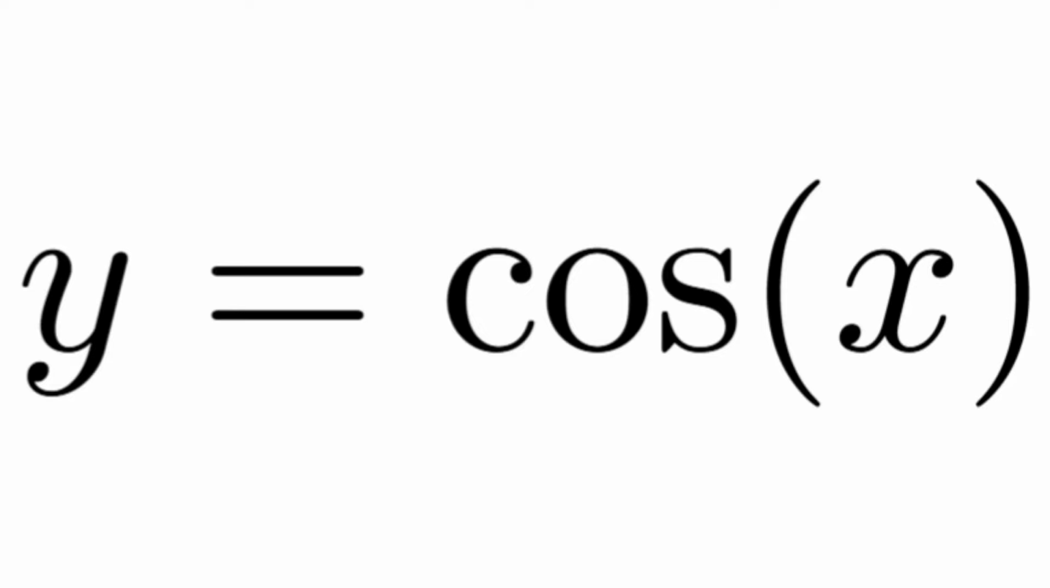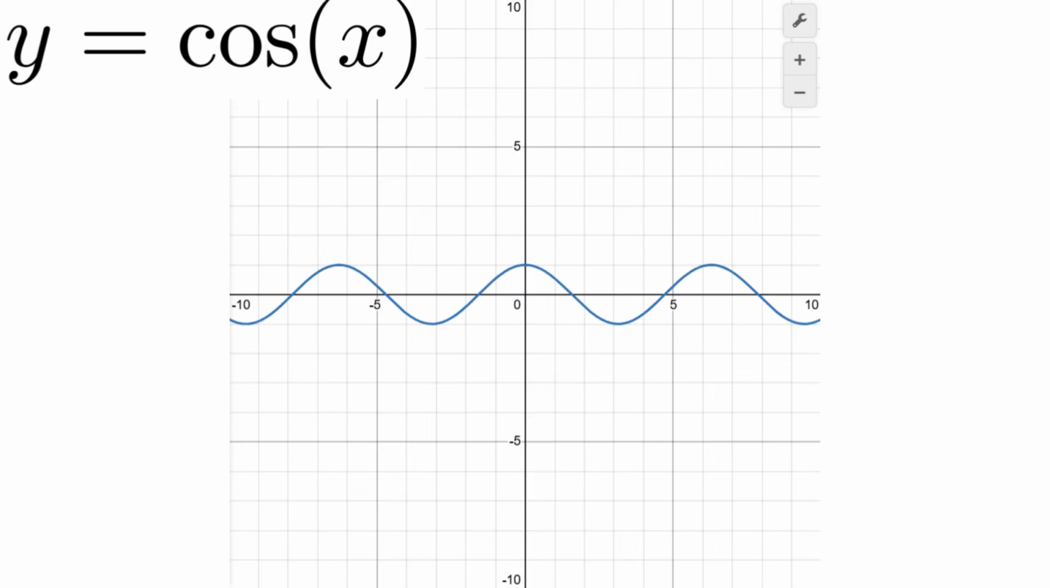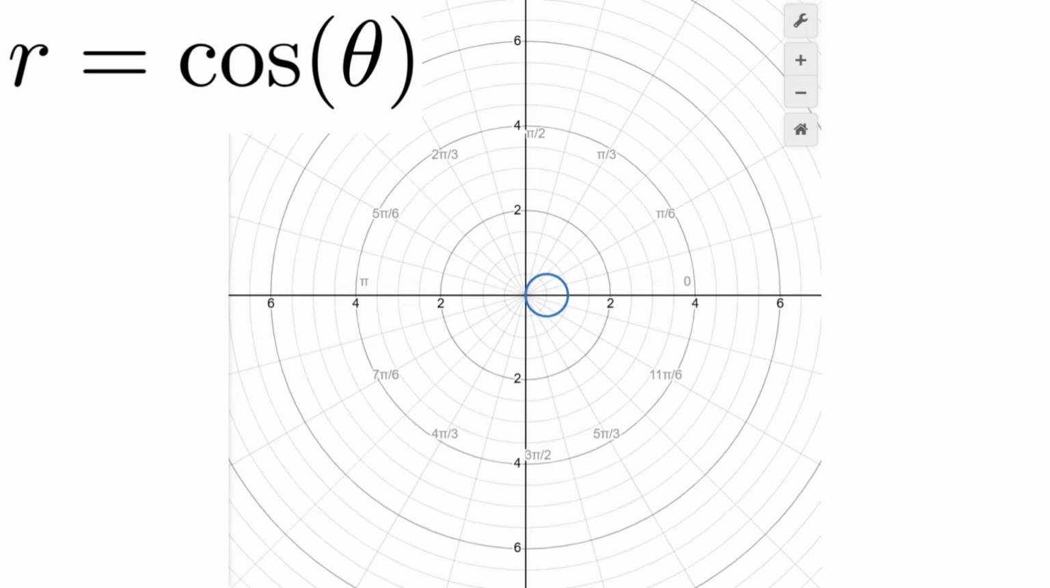Now, this might seem useless, but it's actually quite handy when graphing certain functions, like cosine, because they represent circular symmetry and rotation better. In Cartesian coordinates, it looks like this, but in polar coordinates, it's much simpler. It just becomes a circle.